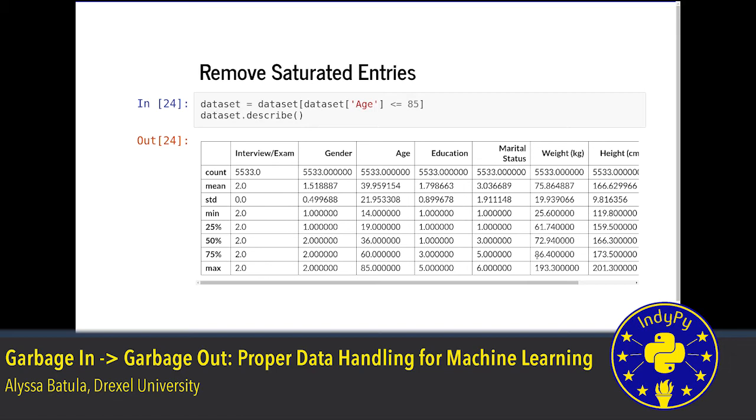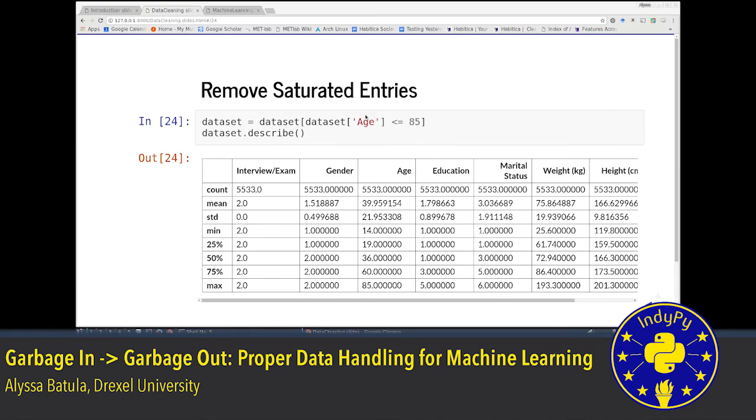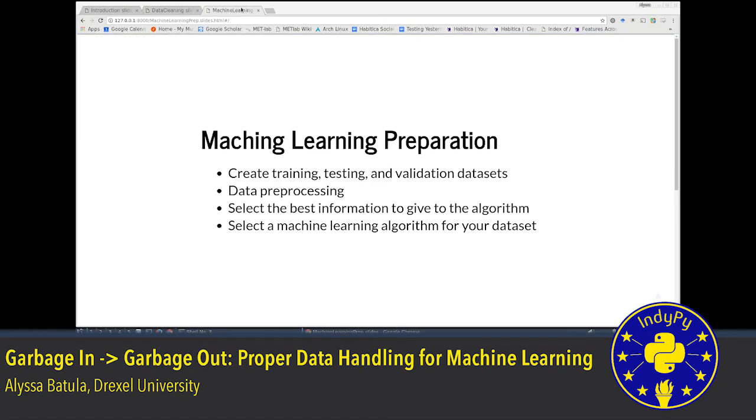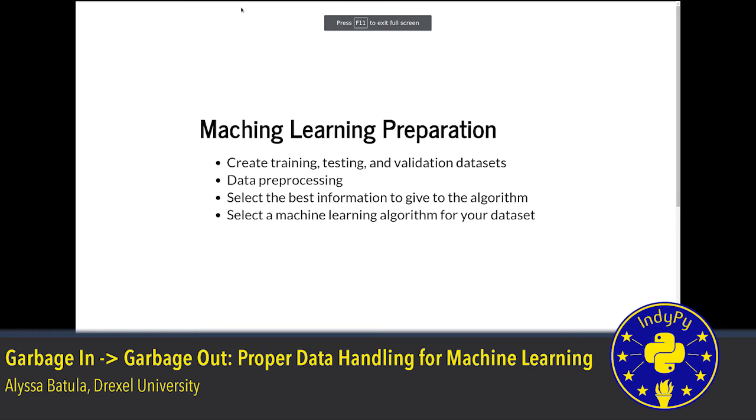Any other questions? Awesome. So that was sort of general data analysis cleaning. Now we have our cleaned data set. Now I want to talk about what you have to do to prepare to actually use that in machine learning. The basic steps are you create training, testing, and validation sets, you do any pre-processing and scaling, decide what to give the classifier, and then select your algorithm.